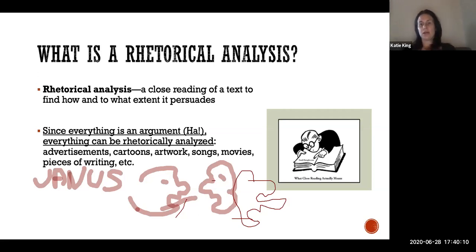Then that person who hears the argument turns around and says to somebody else, here's what I think of person 1's argument, right? So person 1's argument gets heard by person 2. Person 2 then turns around and tells person 3 what they think of that argument, right? And so on and so on and so forth, throughout the history of time.